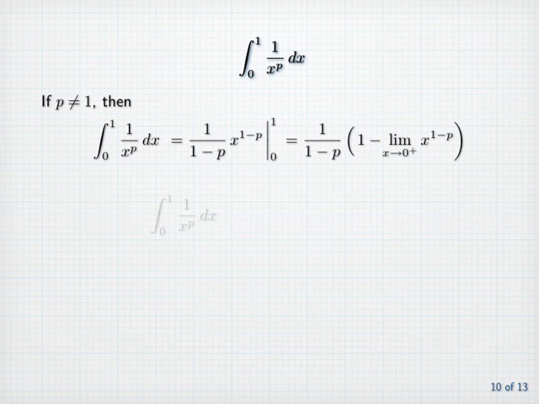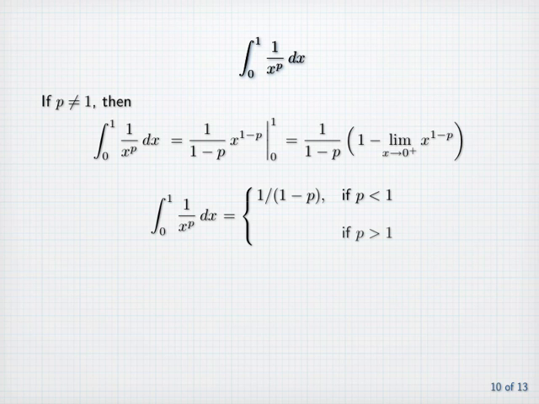So now let's see what happens. Everything depends on the exponent 1 minus p inside of the limit. If the exponent is positive, then that limit is 0, and so the integral equals 1 over 1 minus p. Now 1 minus p is positive precisely when p is less than 1. And if the exponent is negative, which happens if p is greater than 1, then that limit does not exist. So if p is greater than 1, we actually get infinity here.